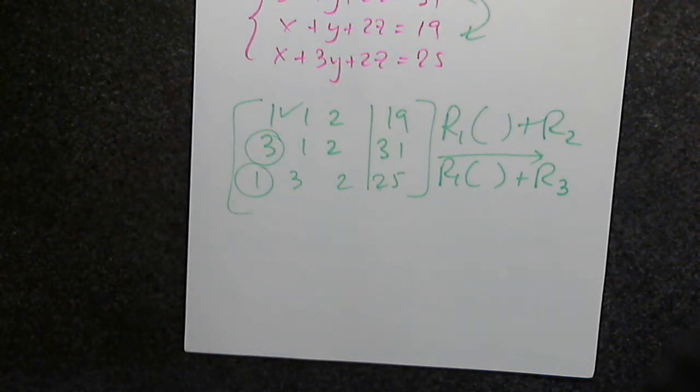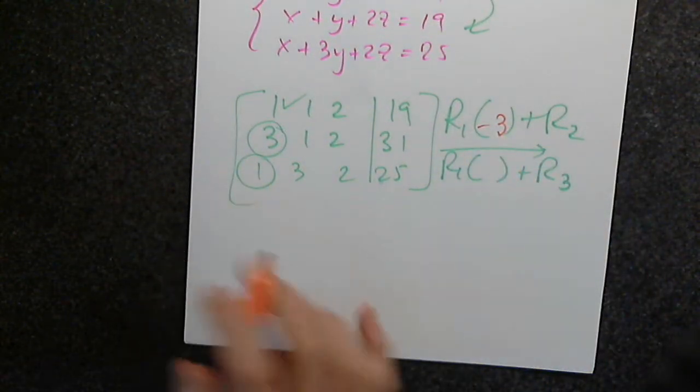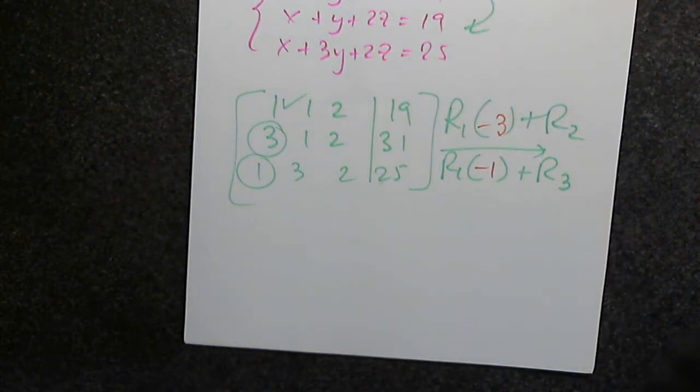So what do we need? In order to eliminate the 3, we will need a negative 3. And to eliminate the 1, we will need a negative 1. Would you agree so far? Do we agree? Good. So let's do that.